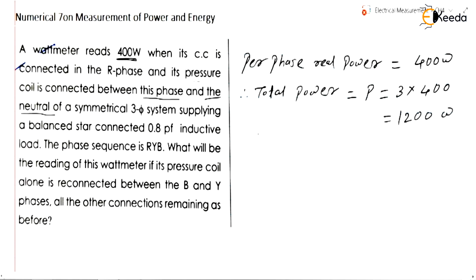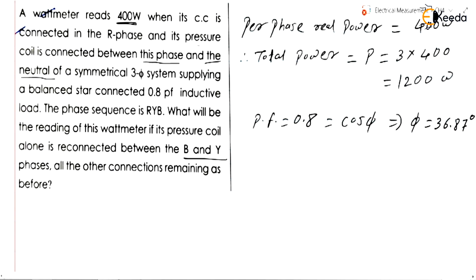Next, it is given that the power factor is 0.8, which is equal to cos phi. So from this we can find phi is equal to cos inverse of 0.8, so it is 36.87 degree. This is the phi value. Next, what is the reading of this wattmeter if its pressure coil alone is reconnected? They have kept the current coil in the R phase only, but the pressure coil is connected between B and Y phases. So is it like a measurement of reactive power circuit, yes or no?